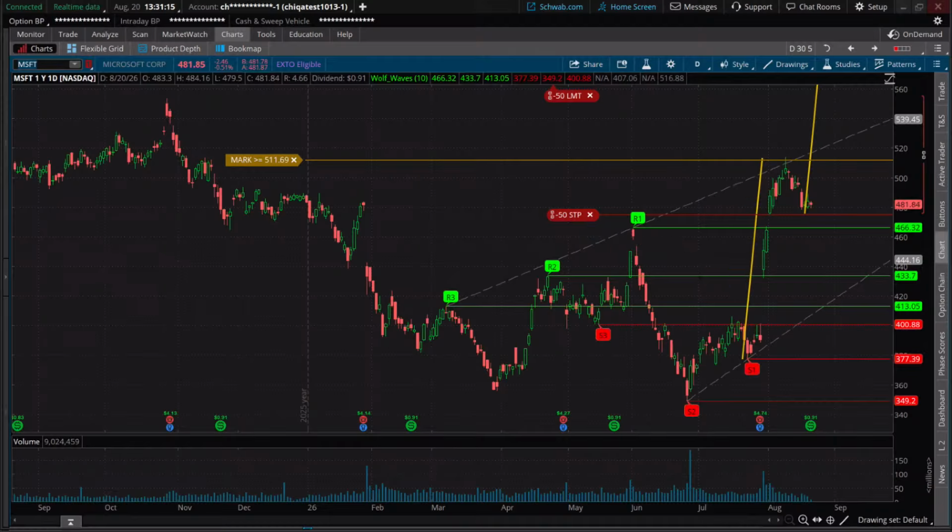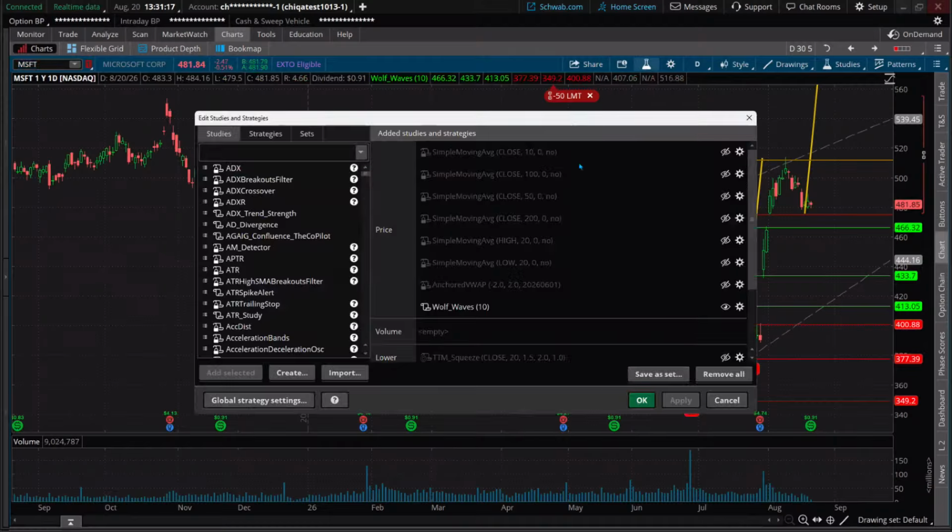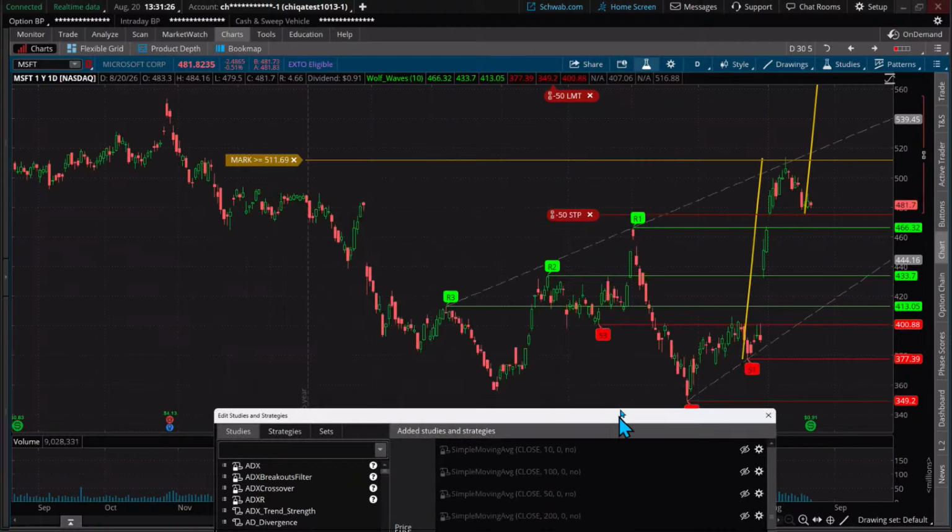All right, well, let me share it. Quick note, super quick. Over here, wolf waves, see the 10? We're looking at a minimum of 10 bars between the pivot points. So in other words, they're kind of like bigger type moves.